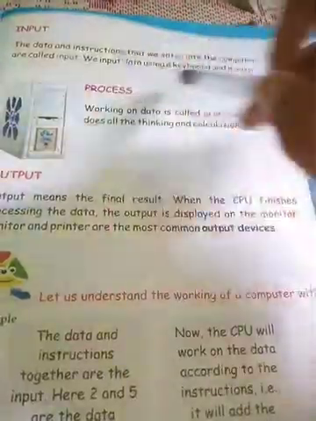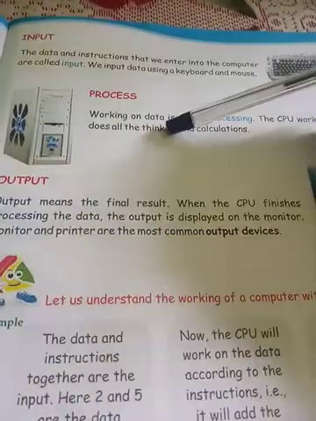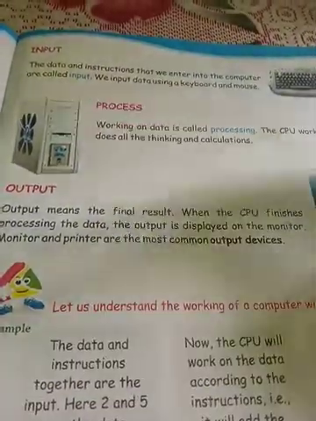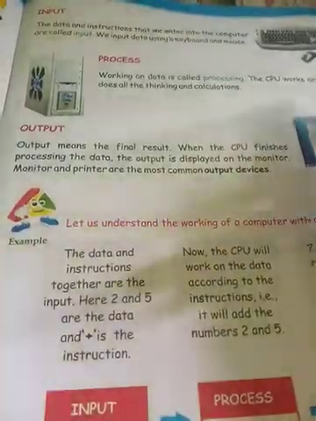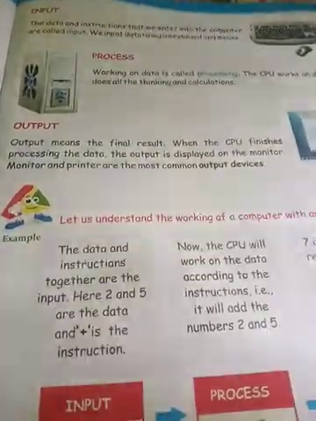So what are the examples of input devices? Keyboard and mouse. Processing device: CPU. And output devices: monitor and printer. Okay, I hope it is clear, children. If you have not understood, please call me personally, I will make you understand.